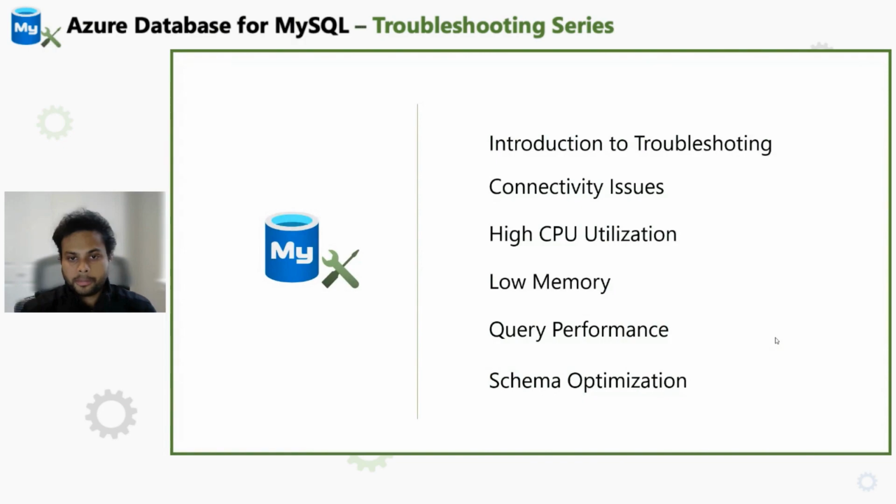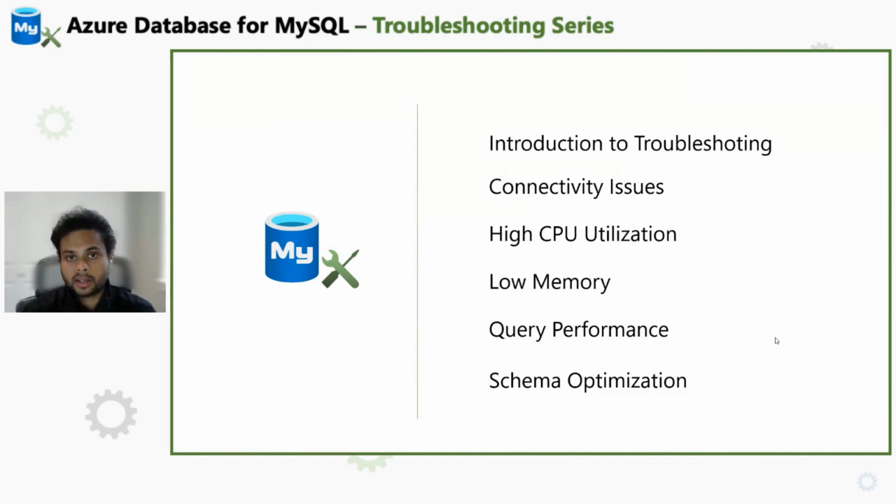In the last few episodes, we have provided an introduction for troubleshooting. We also spoke about the connectivity issues in a MySQL environment and how to deal with them. We discussed CPU utilization spikes and how to handle them in a MySQL environment. Similarly, we have also provided tips and tricks on how to deal with low memory issues in MySQL. Going further, we also covered how to optimize suboptimal queries in MySQL.